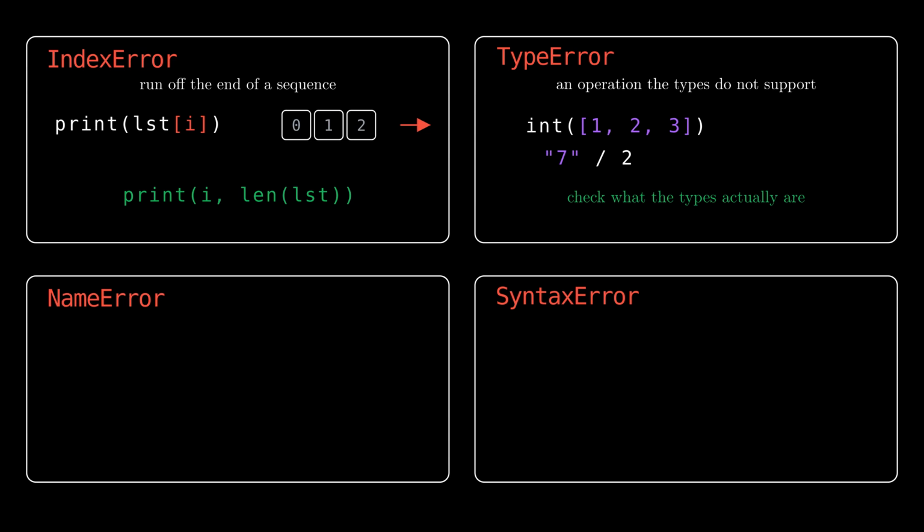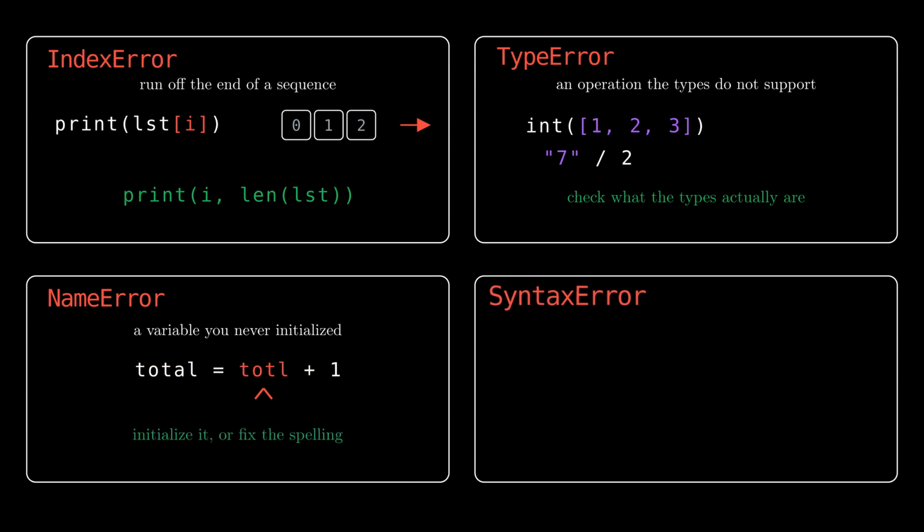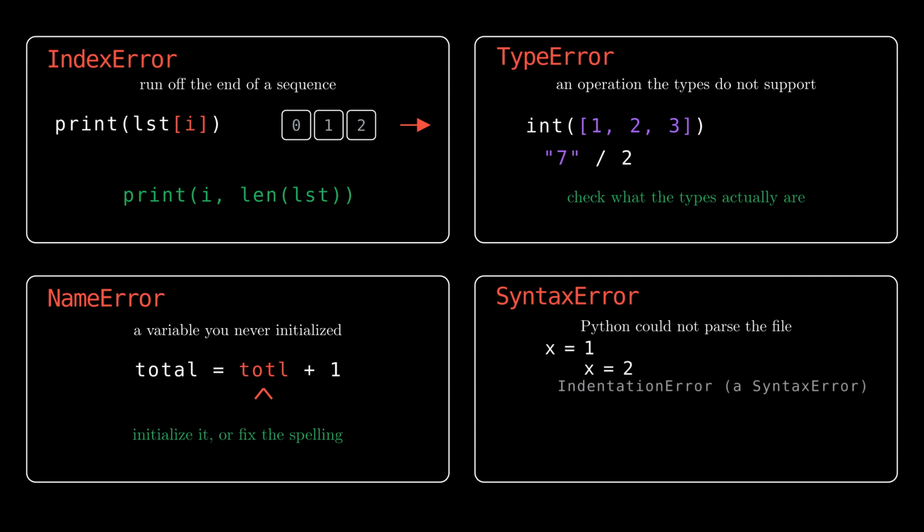A name error means you used a variable you never initialized, usually a typo, or a line you meant to write and did not. A syntax error means Python could not even parse the file. Indentation off by a level or a parenthesis you never closed. Four types, four familiar causes, and in every case, the interpreter has already told you where to look.